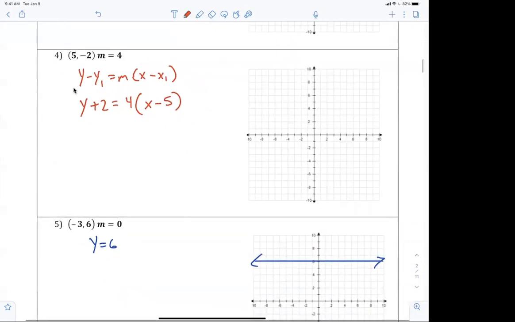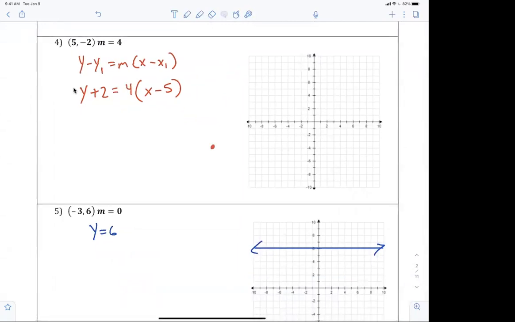Now we're graphing the point 5, -2. Everybody graph the point 5, -2. Then from there, I go what? Up how many? 4. 1, 2, 3, 4. And then right 1. And then draw your line. Remember, it's a line. It's not a segment, guys. I want the line all the way through. Because 4 is 4 over 1.